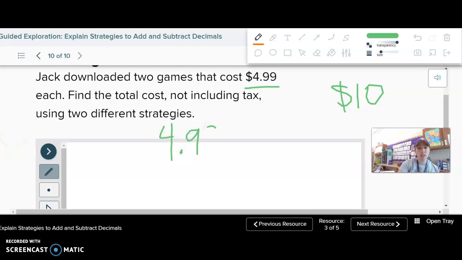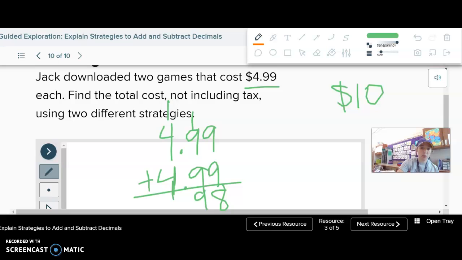Okay, if I have $4.99 and I'm adding on $4.99 more, 9 plus 9 is 18. 9 plus 9 is 18 plus 1 is 19. 4 plus 4 is 8 plus 1 is 9. Bring down my decimal. $9.98. That is close to $10. So reasonable answer. And I just use the traditional method. Okay, that one makes the most sense with all the 9s and the carrying and regrouping.